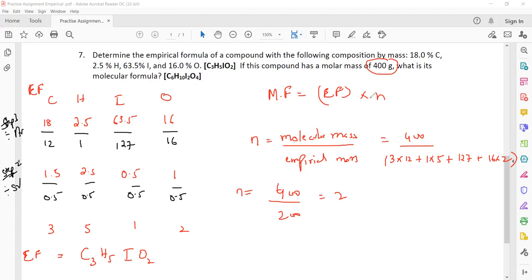Now the molecular formula is the empirical formula times N. So the molecular formula is equal to the empirical formula, which is C3H5IO2, multiplied by N. N means the number. How to find the value of N? So this 2 is multiplied, so this will be C6H10I2O4.